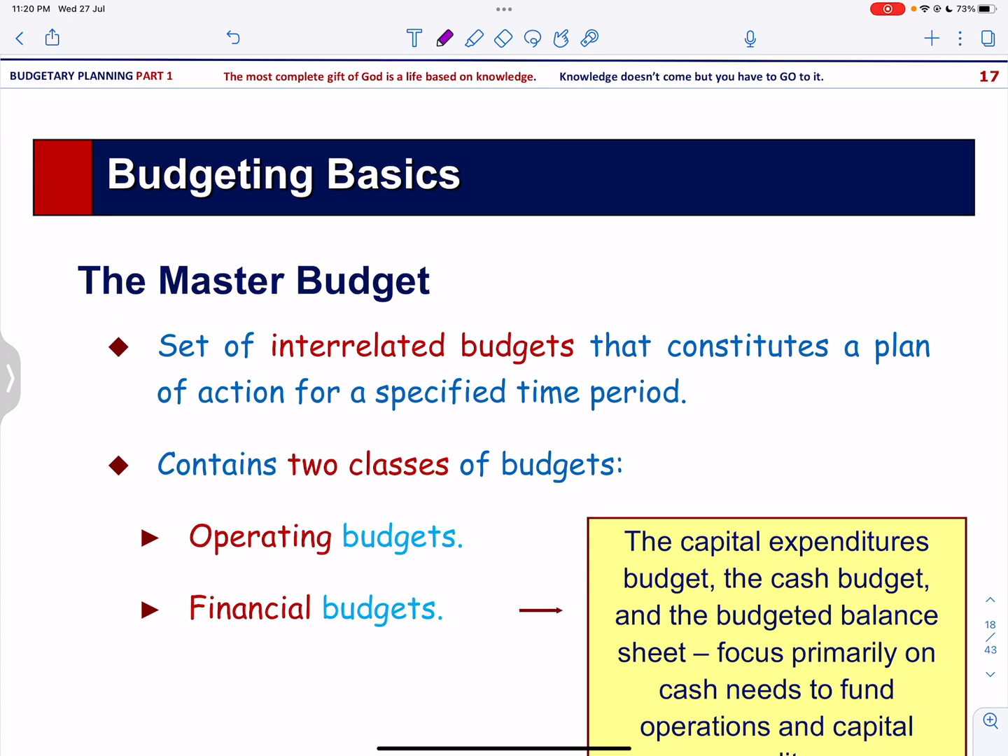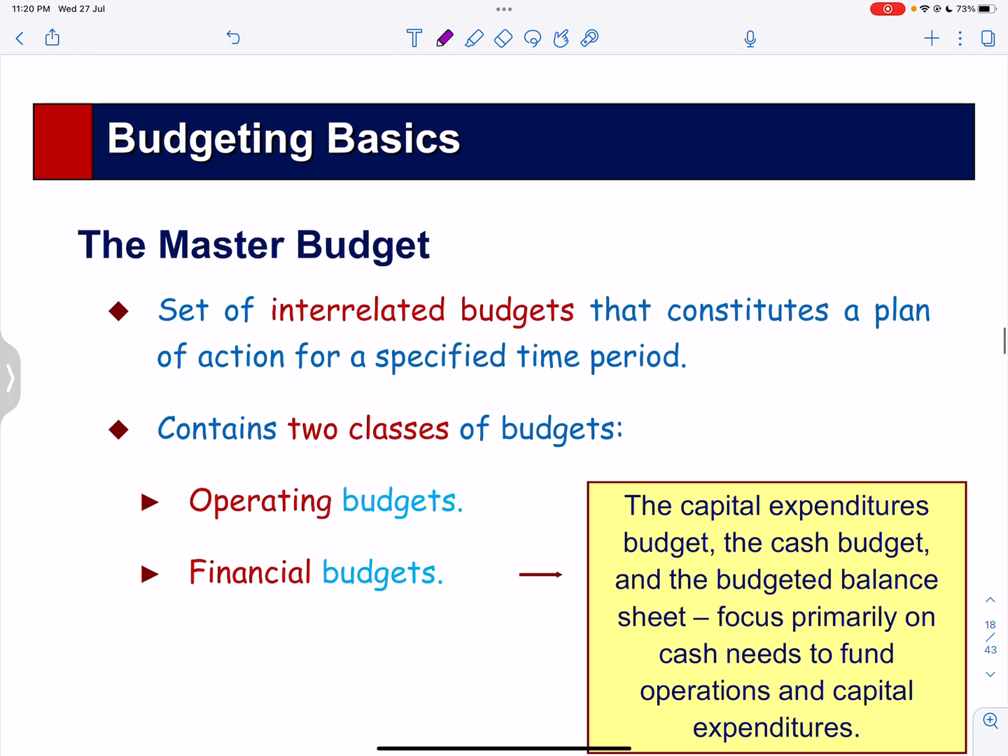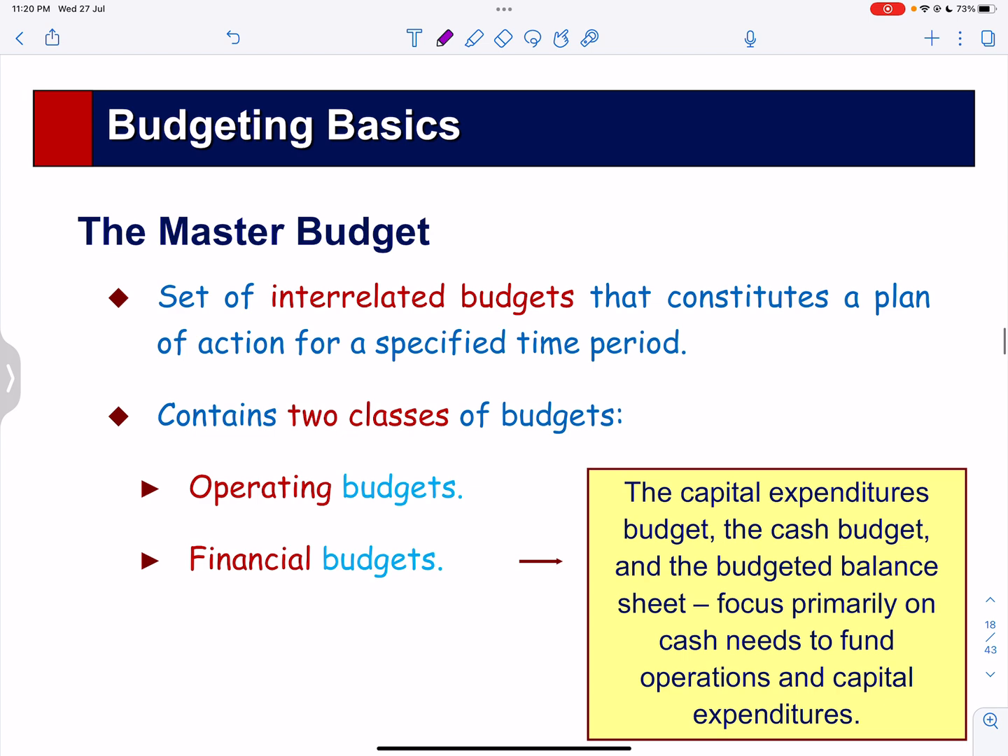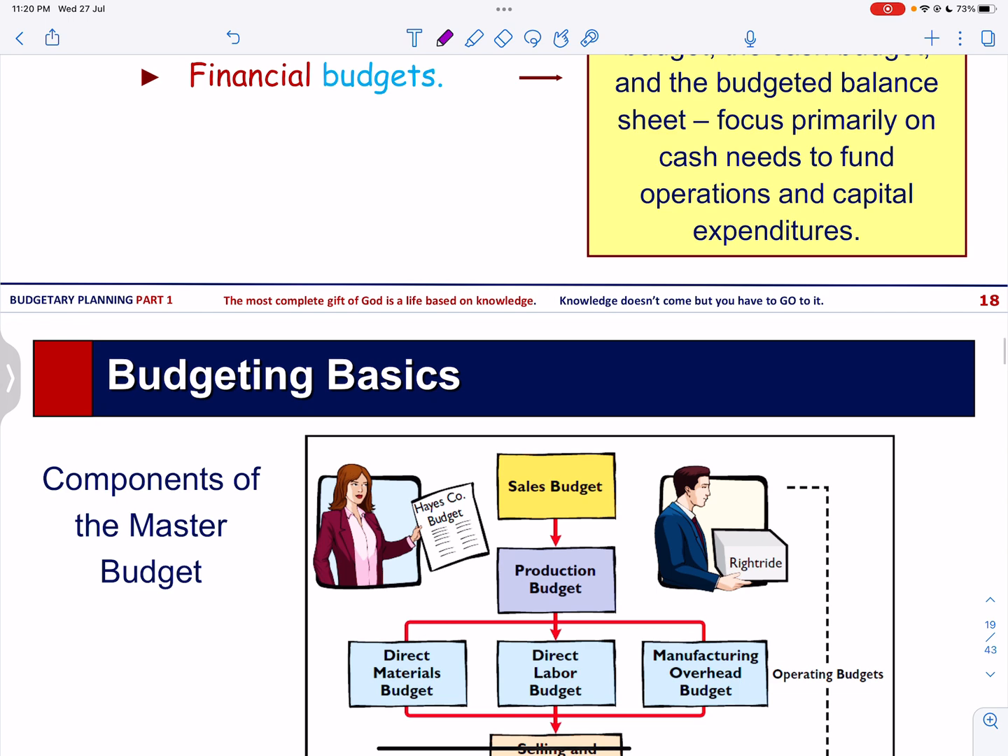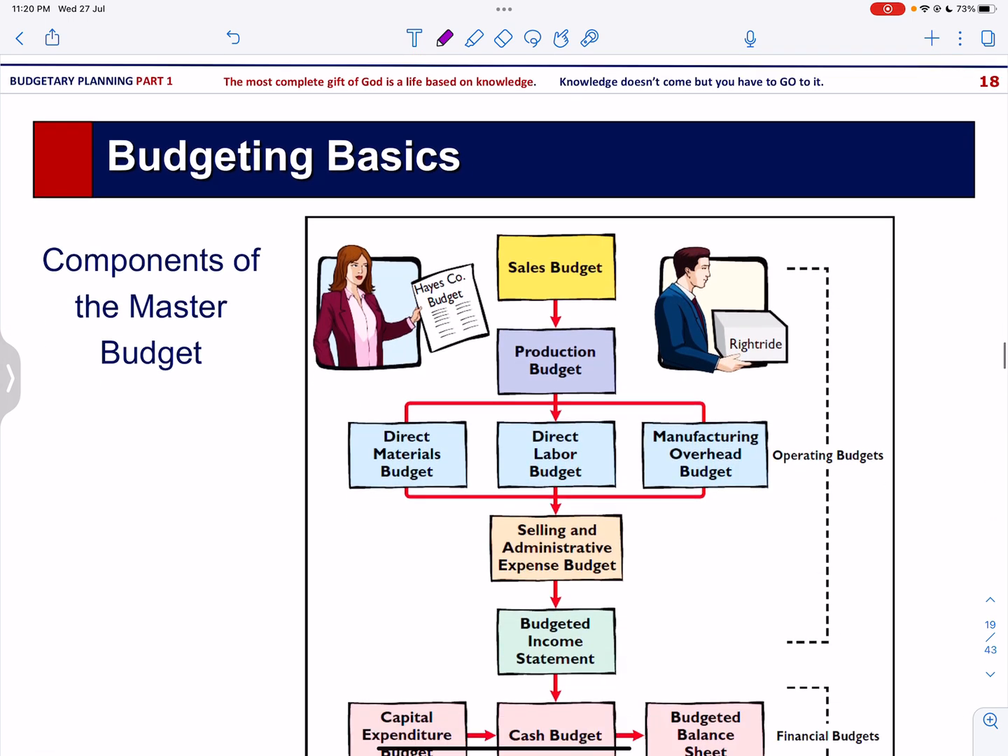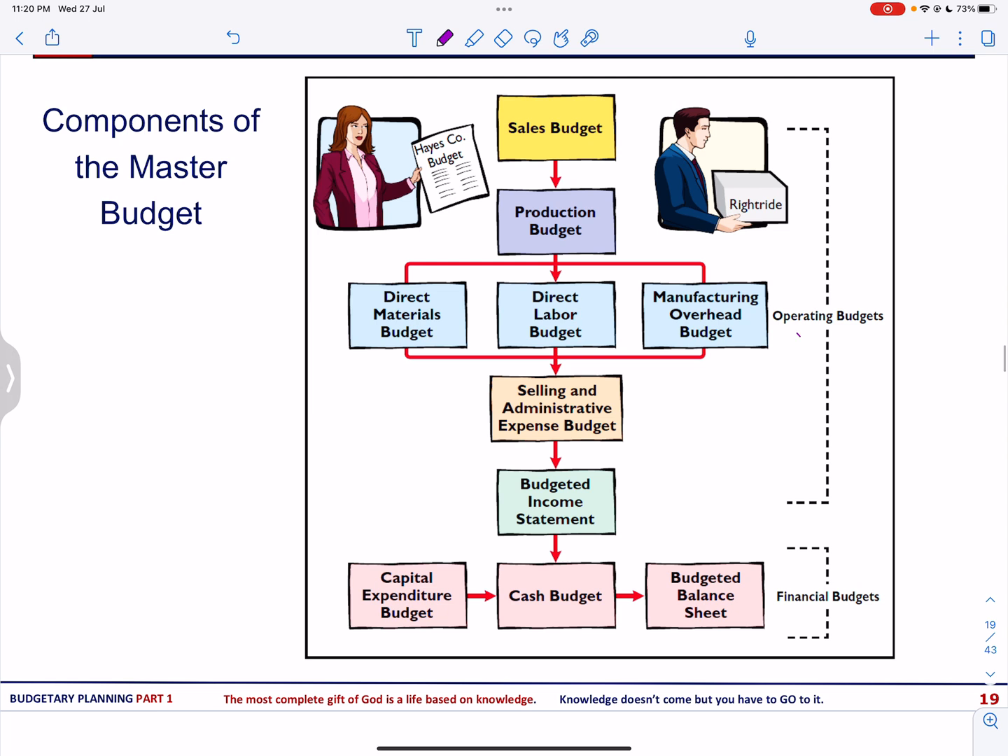A master budget is a set of interrelated budgets that constitutes a plan of action for a specified time period. It contains two classes of budgets: operating budgets and financial budgets. So you can see we have the operating budget and we have the financing budget, and we start with the sales budget.